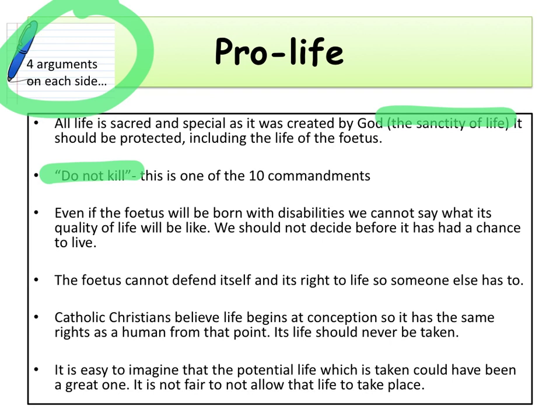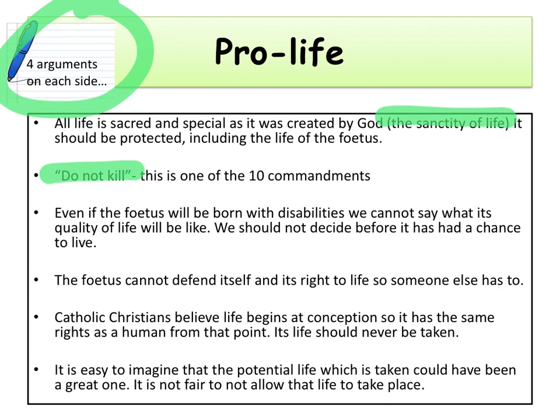The next pro-life argument could be that even if the fetus will be born with disabilities, we cannot say what its quality of life will be like. We should not decide before it has had the chance to live. This is an argument against that of a pro-choice campaigner who may say that we haven't got the right to make somebody live with a severe disability, impairing their quality of life.